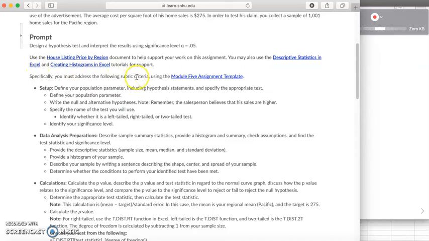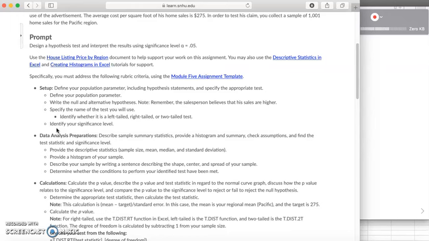Specifically, you must address the following rubric criteria using the Module 5 assignment template. I want to clarify, there's still some figuring out of the details between the template and the prompt. So I just want to make sure you use the template and the sections provided, but you need to use this prompt to know which information to include. The template is just a guideline. This is what you need to include. You need to be hitting on these specific bullet points. So make sure you're looking at the prompt and not just going through the template. All right, let's take a quick look.